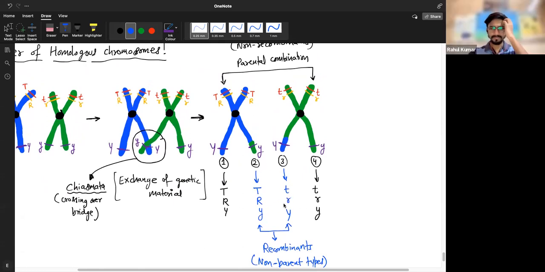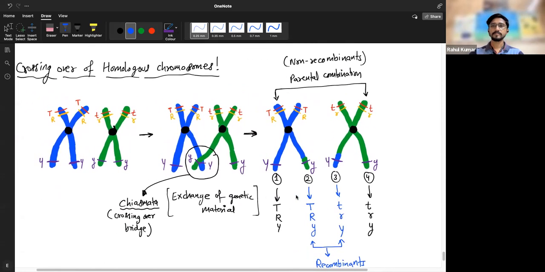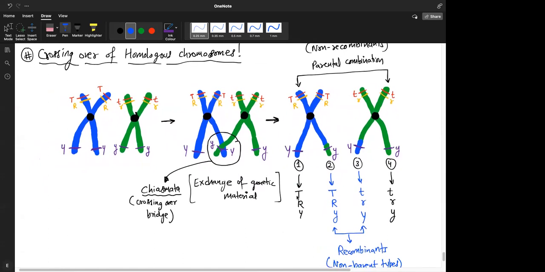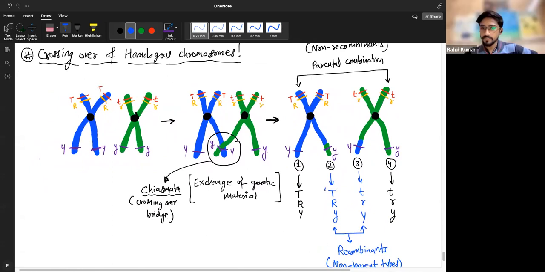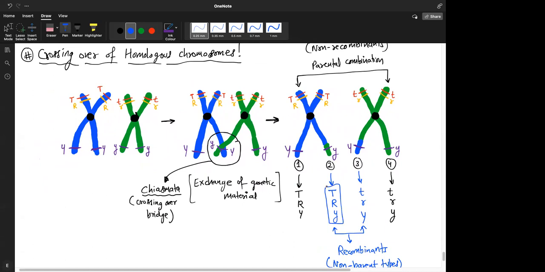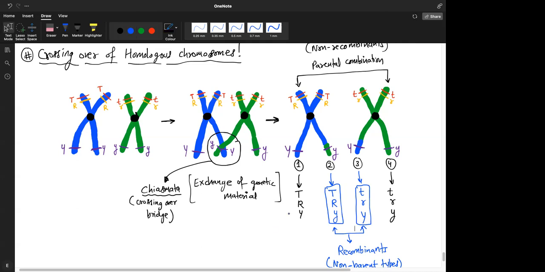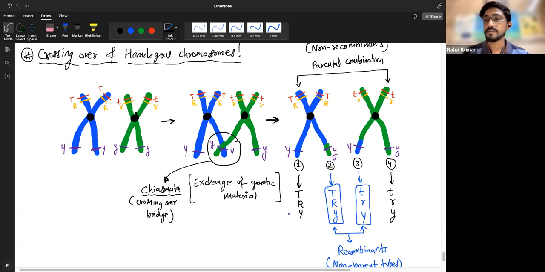Okay. So just draw this clearly. This is what crossing over is. So see this, these two gene combinations are not present in any of the parents, right? So do you now understand how we get those 37% of the different combinations of genes?